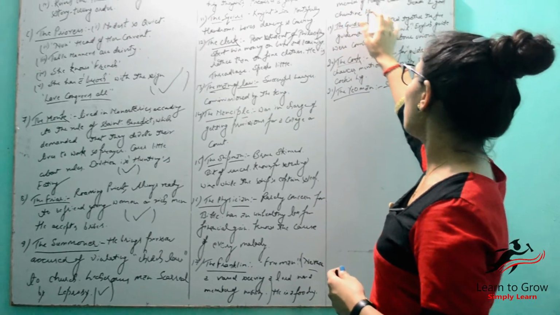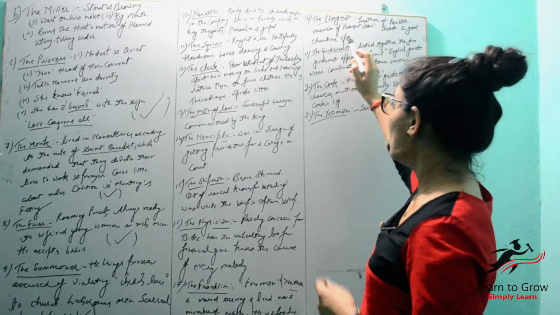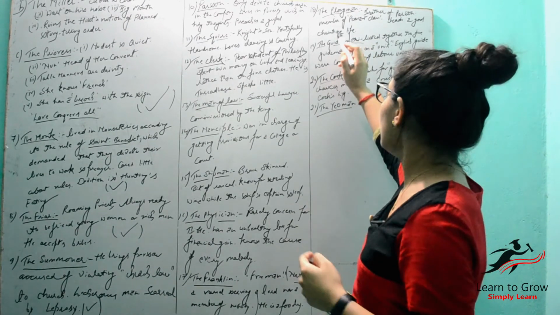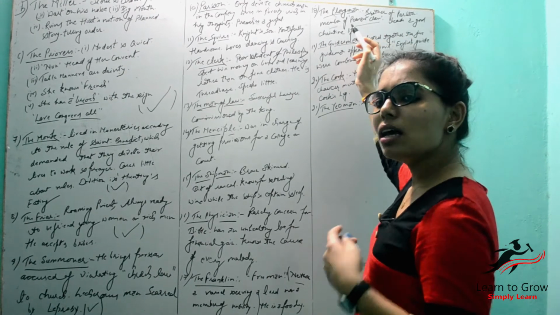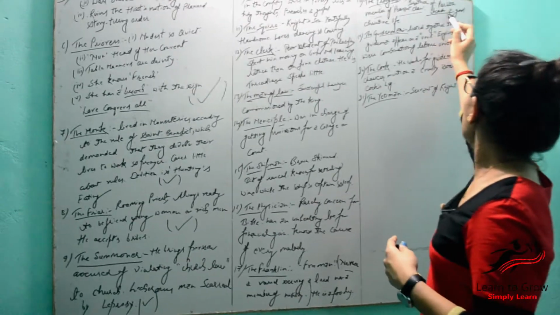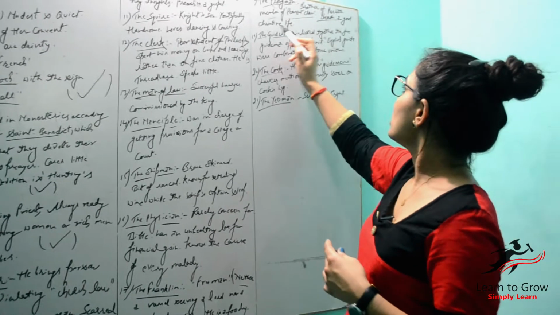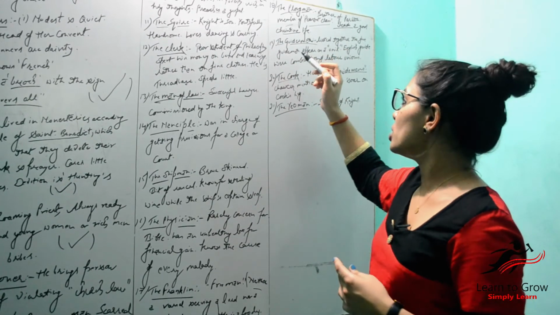And the 18th one is the plowman. Plowman, brother of the parson. It is also an objective detail. Brother of the parson, and he is a member of the peasant class, farmers, and he leads a good Christian life. He is a good Christian man.